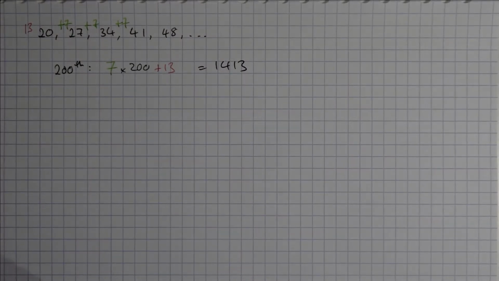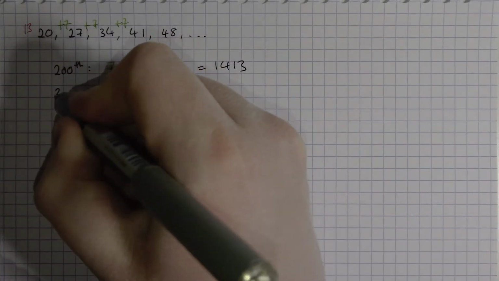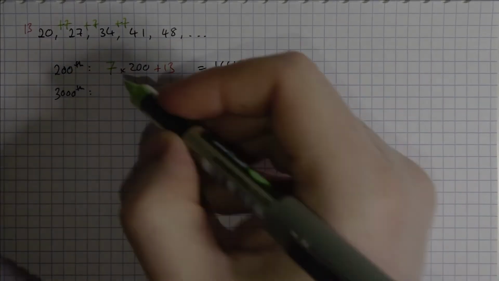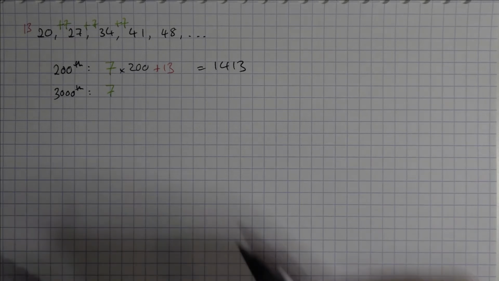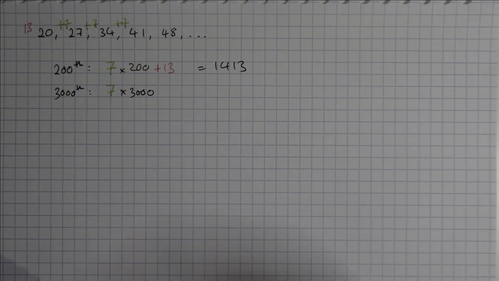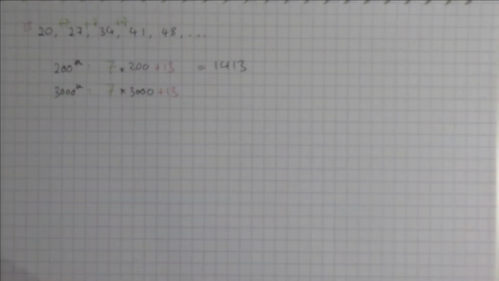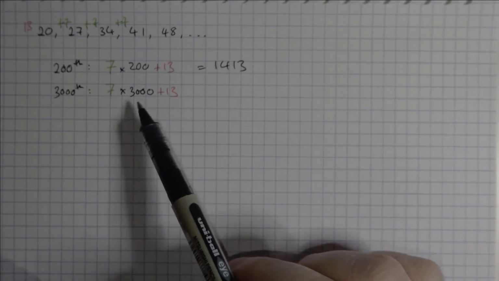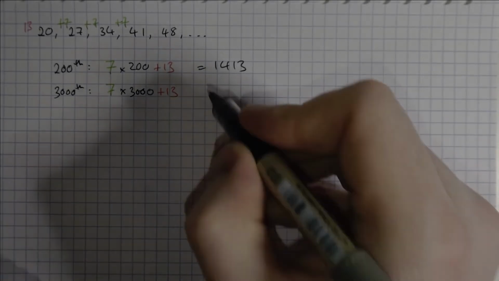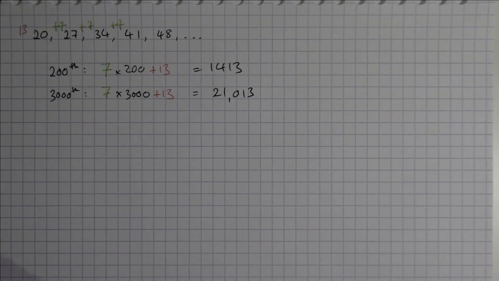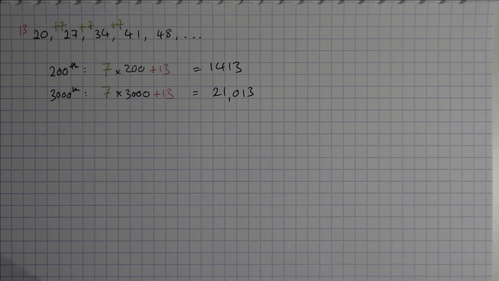Okay. Suppose I want to jump to the 3,000th term. It really doesn't matter. Okay, so the difference is 7, term number is 3000, 0 term is 13. Well, I know 7 3s are 21, so this must be 21,000, so it's 21,013. You are welcome to use a calculator for these if you want to, if you need to.